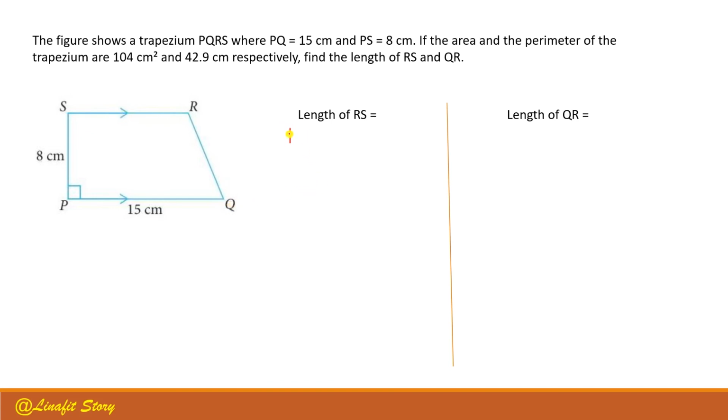To get the area is the sum of length of parallel sides divided by 2 times height. So 15 plus RS divided by 2 times the height. The area is 104. So 104 is equal to 15 plus RS divided by 2 times 8.